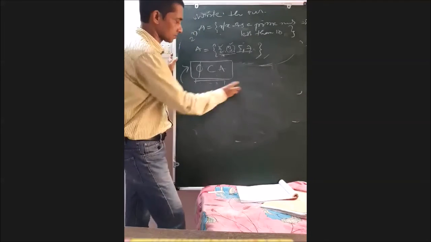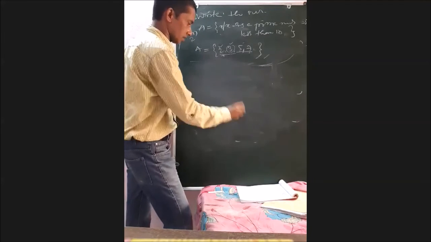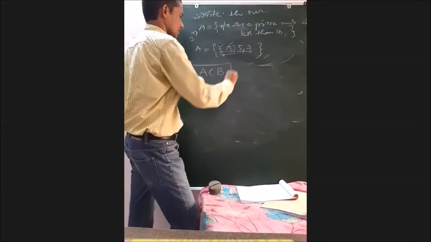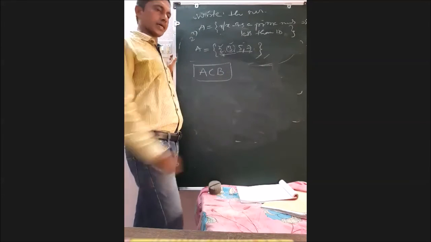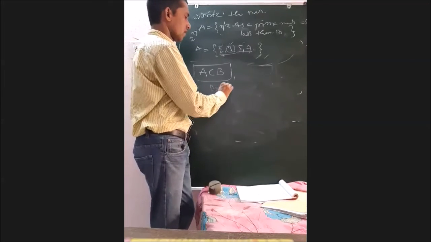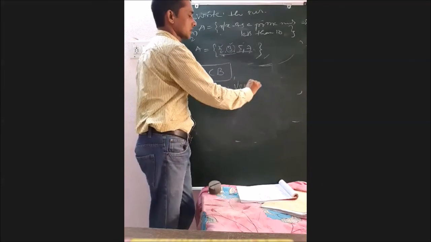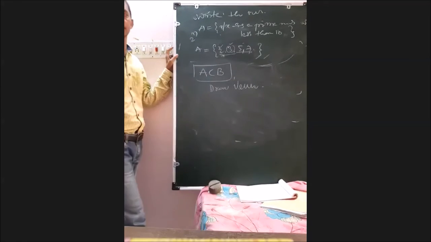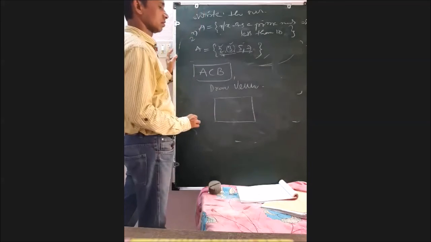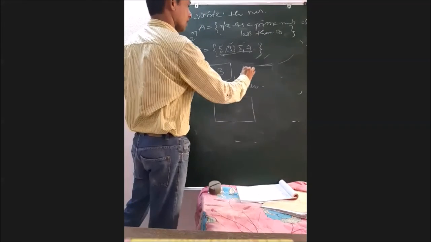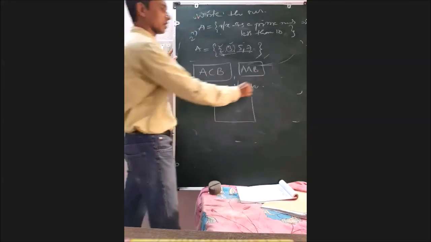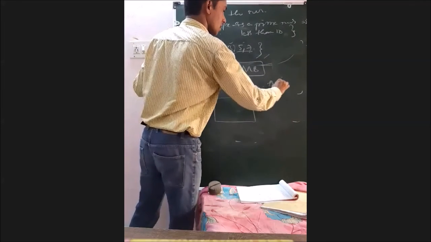So sometimes what kind of questions will you come across? If A is a subset of B, a direct question I'm asking, then draw the Venn diagram for it. How do you draw? Now, A is a subset of B, find A intersection B, then draw the Venn diagram for A intersection B.